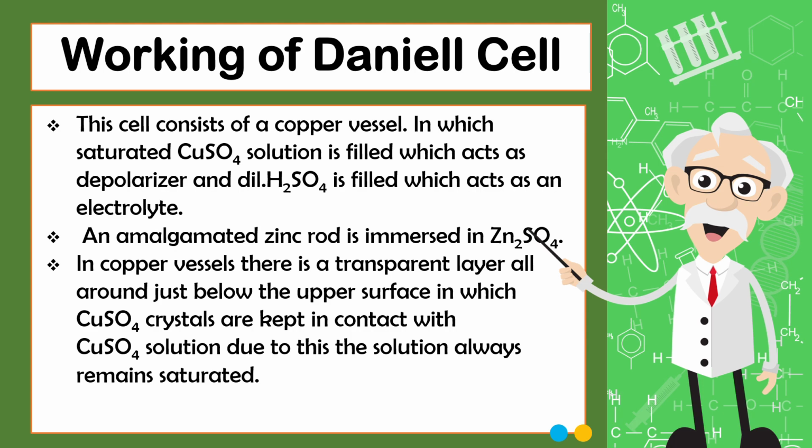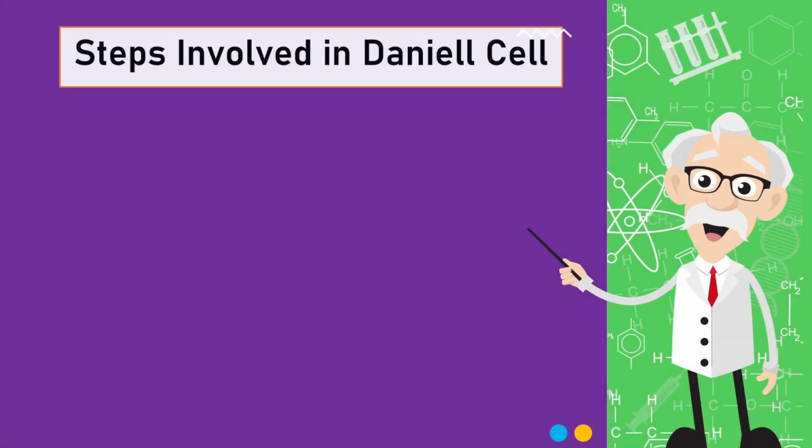Daniell cell's working consists of the copper vessel in which saturated CuSO4 solution is filled, which acts as a depolarizer, and a dilute H2SO4 is filled, which acts as an electrolyte. And a zinc amalgamated rod is immersed in ZnSO4. In the copper vessel, there is a transparent layer all around just below the upper surface in which the CuSO4 crystals are kept in contact with CuSO4 solution. Due to this, the solution always remains saturated. So basically, this is the working of the Daniell cell. Now let's move further to see what happens next.